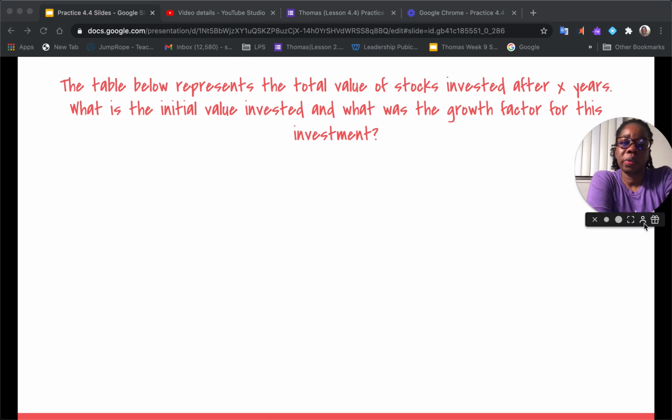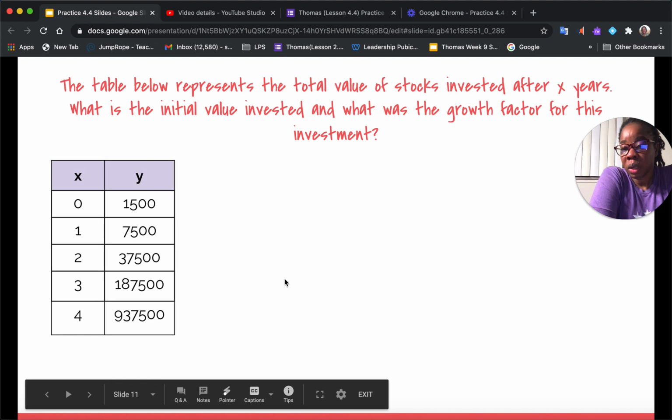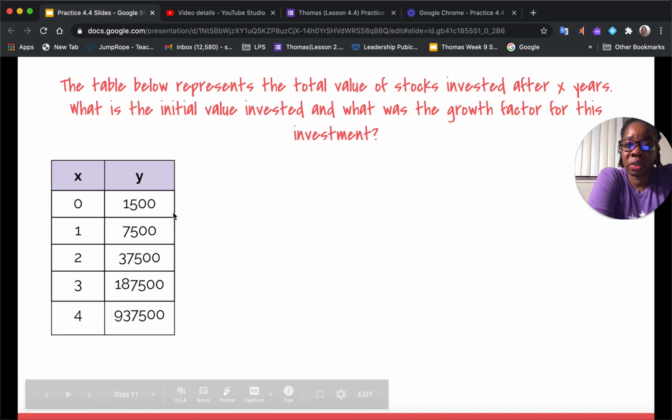All right, so here's our question. It says the table below represents the total value of stocks invested after X years. What is the initial value invested and what was the growth factor for this investment? So here's our table that shows how the stocks grew over time.